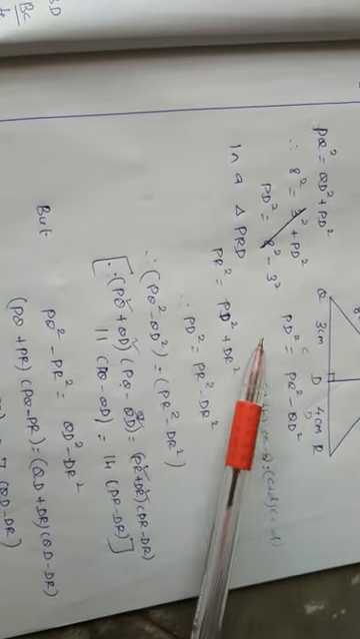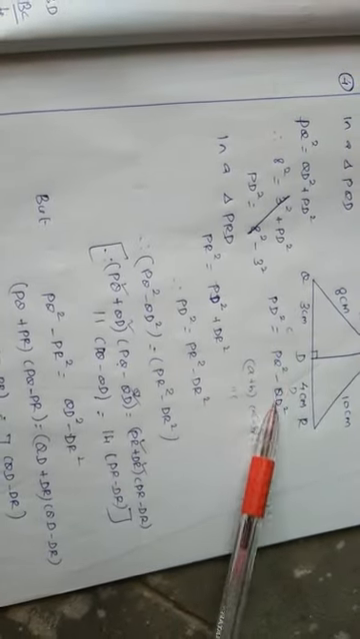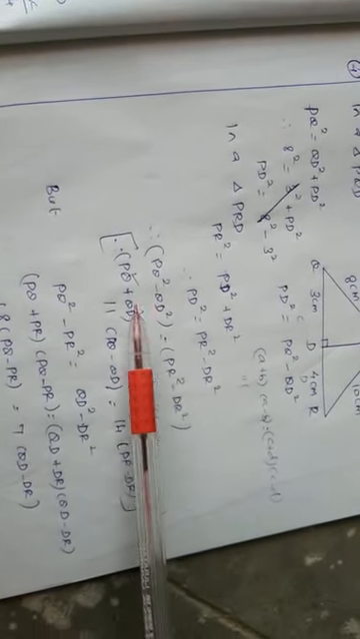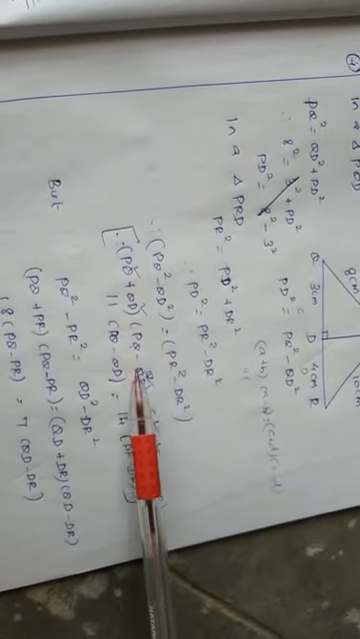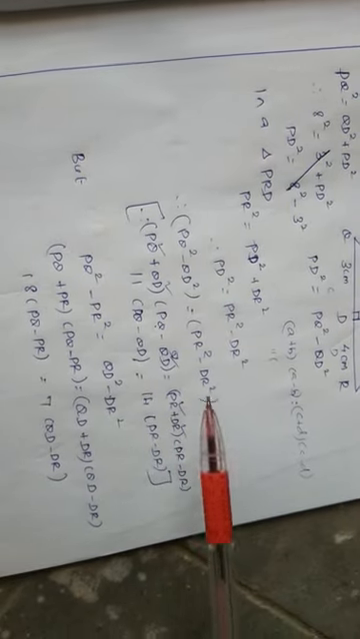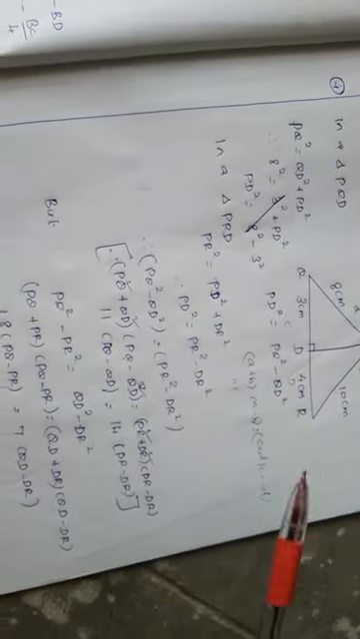BD squared is common between the first and the second one, so you can equate the right-hand sides. Using the identity A squared minus B squared, we get (BQ plus QD)(BQ minus QD) equals (PR plus DR)(PR minus DR). Substitute the PQ plus QD value, 8 plus 3, 11, like that. So you can use this thing.